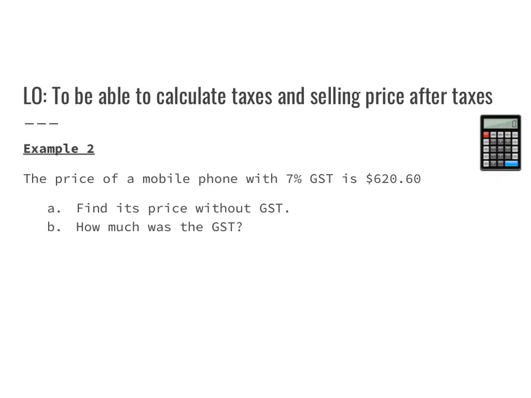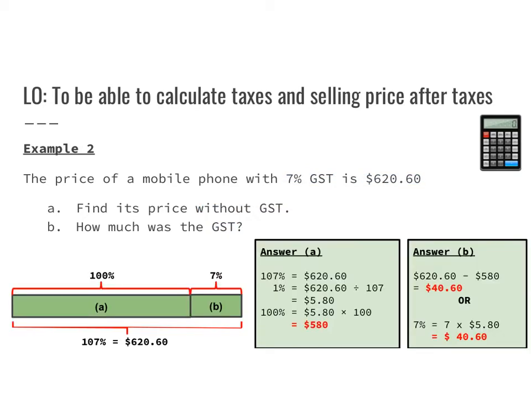The price of a mobile phone with 7% GST is 620 ringgit 60 cents. Now, this is the selling price. Find its price without GST, which means we want to know what the original price or the cost price was, and how much was the GST, so how much was the tax. Let's draw a model to help with this. Now we need to pay 7% GST.